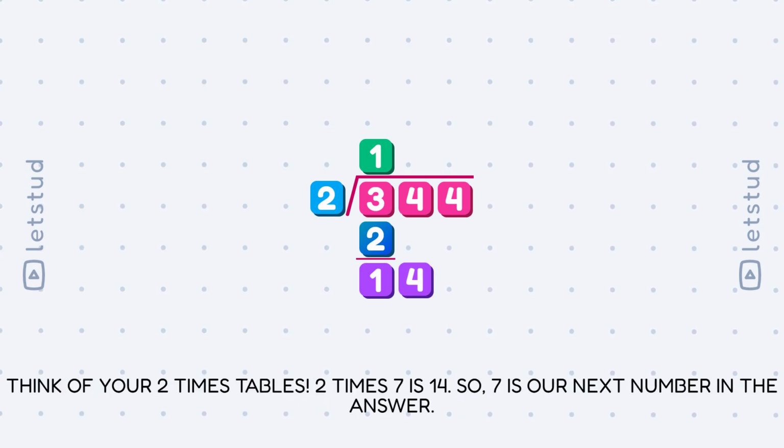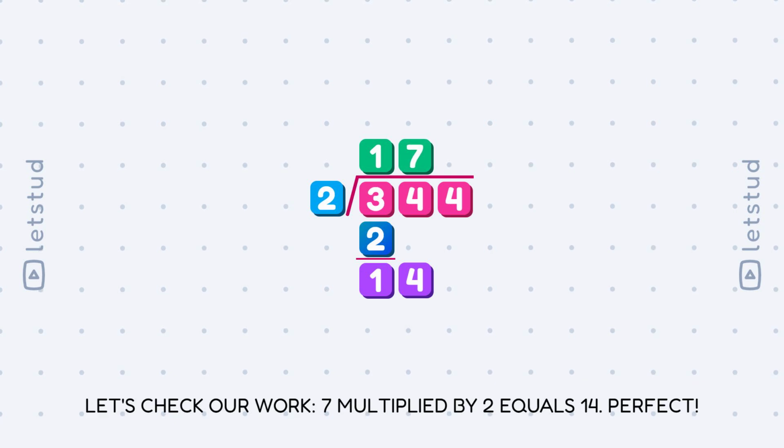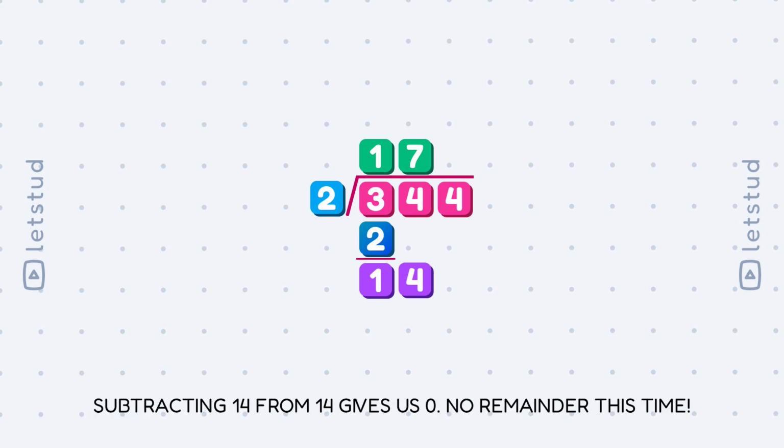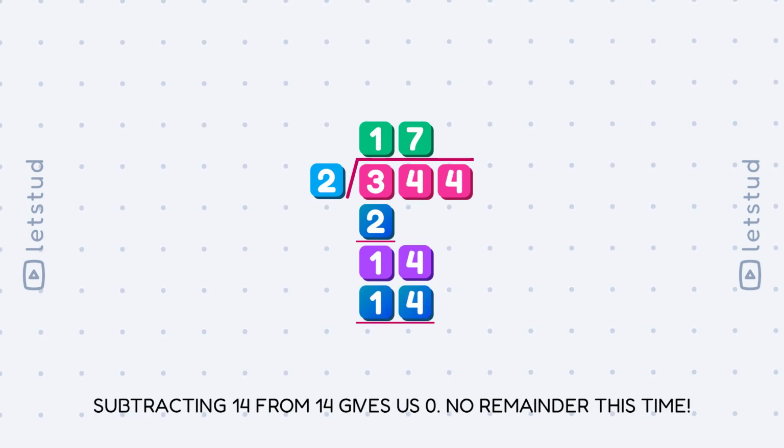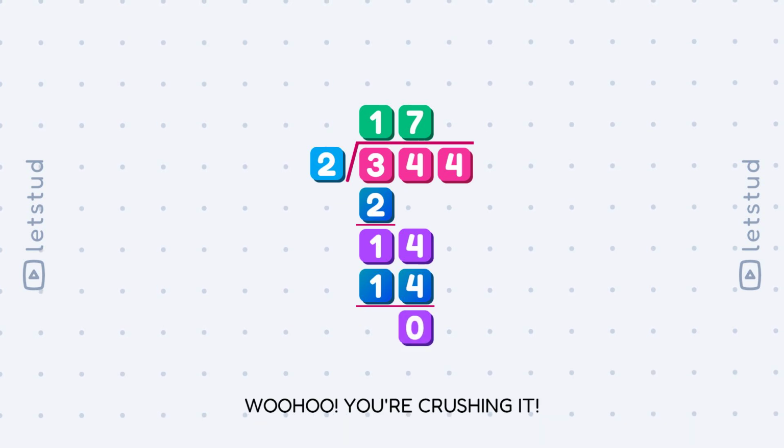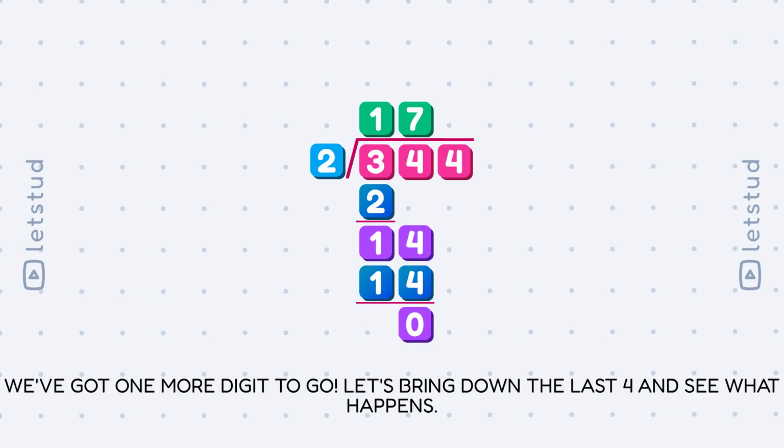2 times 7 is 14, so 7 is our next number in the answer. Let's check our work. 7 multiplied by 2 equals 14. Perfect. Subtracting 14 from 14 gives us 0. No remainder this time. Woohoo, you're crushing it. We've got one more digit to go. Let's bring down the last 4 and see what happens.